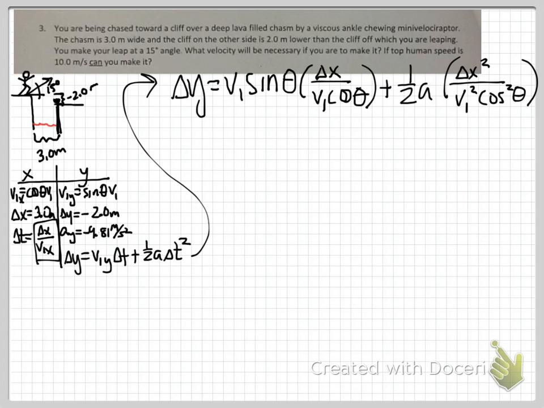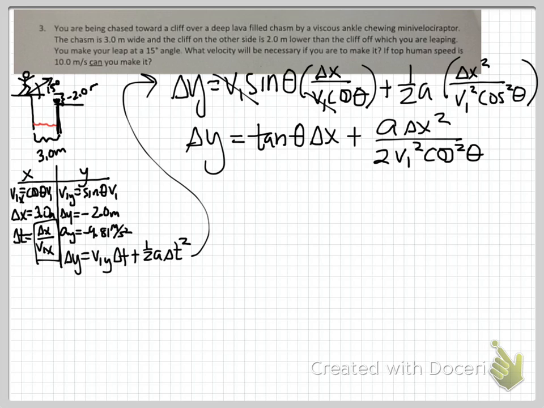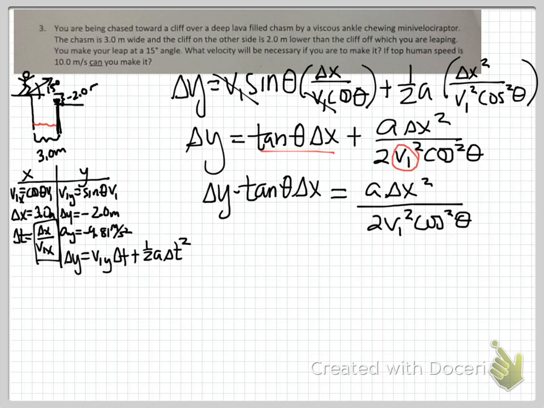Alright, now let's do some more algebraic magic and get rid of our Vi's, and we'll convert that sine divided by cosine into a tangent function. While we're at it, we might as well distribute everything outside the parentheses across the fraction. Okay, remember we're working to isolate this Vi, so we're going to start by moving this across the equal sign. We now have delta y minus tangent theta delta x equals a delta x squared over 2 Vi squared cosine squared theta. Whew, almost done.